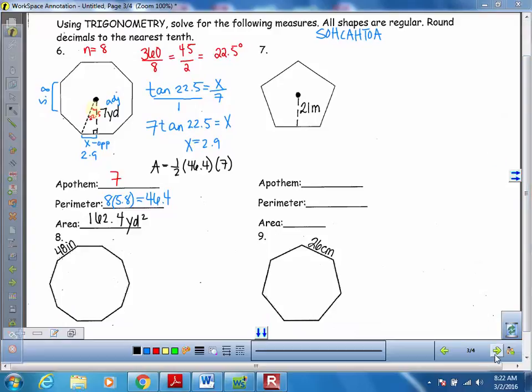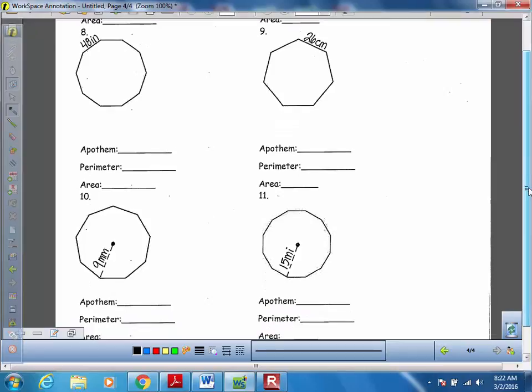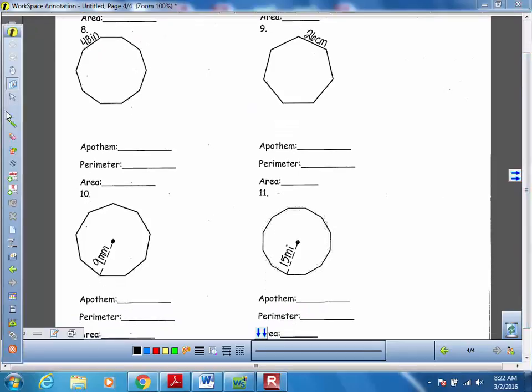All right. Let's look at 8 now. So in number 8, we're given the side. So we can go ahead and find the perimeter. I know that this has 10 sides. So my perimeter is going to be the number of sides, which is 10, times the length of the side, which is 48. And so my perimeter is 480.